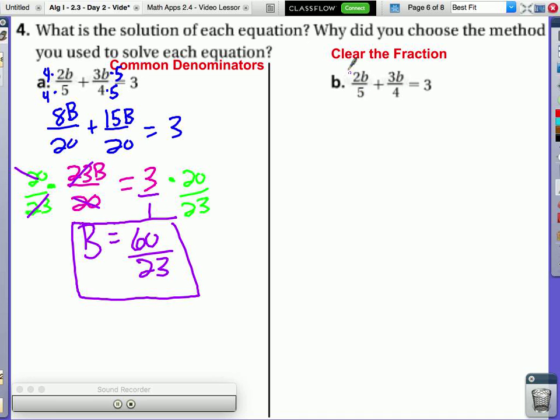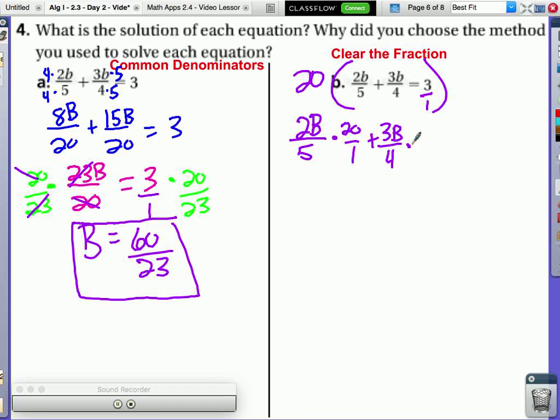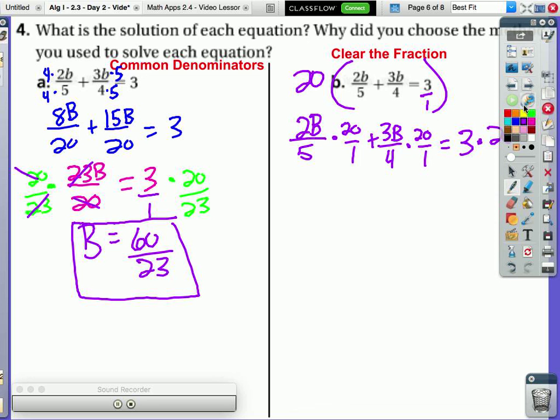Okay, clear the fraction. So this one we're going to not work with fractions at all, unlike this one. Right, so again, we want to look at all of the denominators. We're going to basically use the same number, take everything times 20. So we have 2b over 5 times 20 over 1. Right, then we have a 3b over 4. We're taking it times 20 over 1. Equals, last thing we have is 3. And we're taking it times 20 over 1, or just 20.